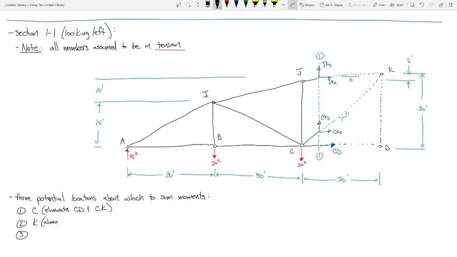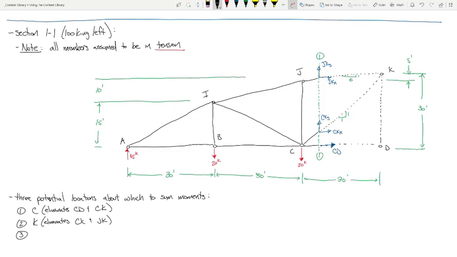Eliminates. All right, so eliminates. What members is that going to eliminate? It's going to eliminate CK and JK. All right. Now I just want to identify the points, and then we'll discuss which one we should use here in a bit.